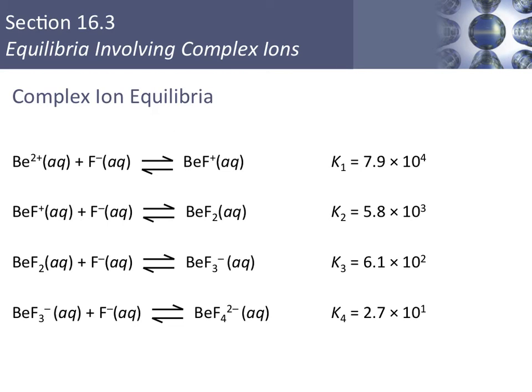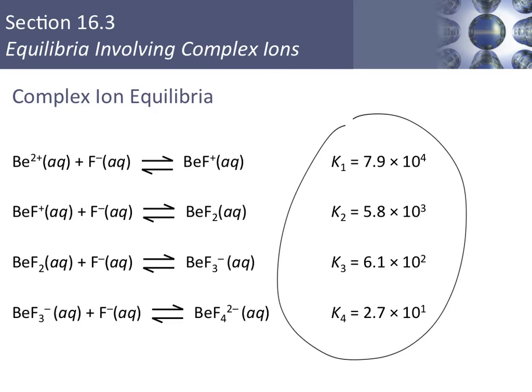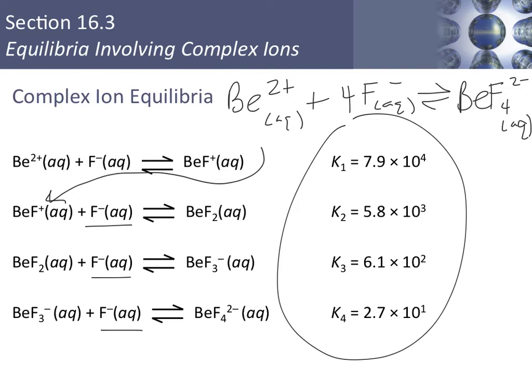Here you can see the formation of a complex ion between beryllium and fluorine. There are 4 steps, each with its own equilibrium constant, and the product in one step is the reactant in the next step as another fluorine is added. The overall reaction is written here where we have the beryllium ion and the 4 fluoride ions combined together to give us our complex ion. If you wanted an equilibrium constant for the overall reaction, you would take the product of all of the formation constants.